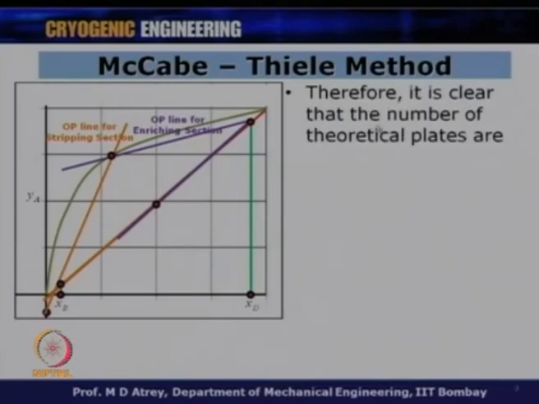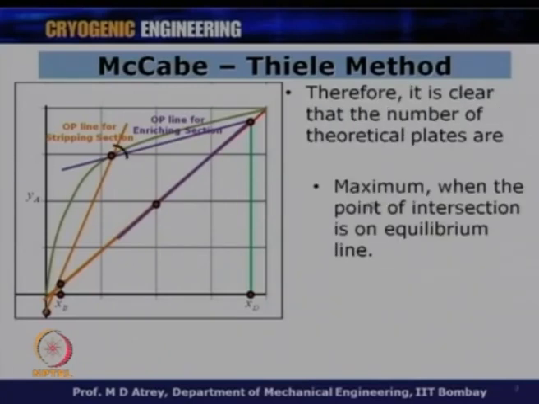So, it is clear that the number of theoretical plates is maximum when the point of intersection is on the equilibrium curve. This is the extreme case, and in this case, for a given column and a given mixture, the number of plates is going to be maximum, because you can see the vertical lines are going to be very, very small over here. The number of vertical lines is going to be large in this case, because the distance between the equilibrium curve and the operating line is very, very small.